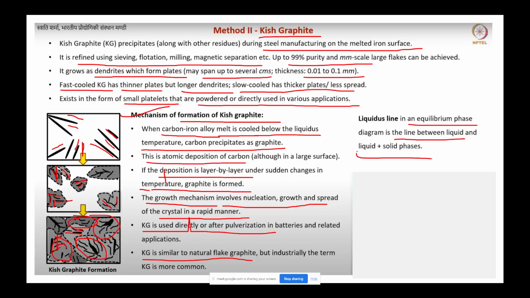Okay, so firstly it will not directly convert. Whenever you see the phase diagram, the liquid does not convert directly from liquid to solid; there will be an in-between liquid plus solid phase. So the liquidus line is where your transition happens from the liquid to the liquid plus solid phase. Okay, so here your kish graphite formation starts to begin.